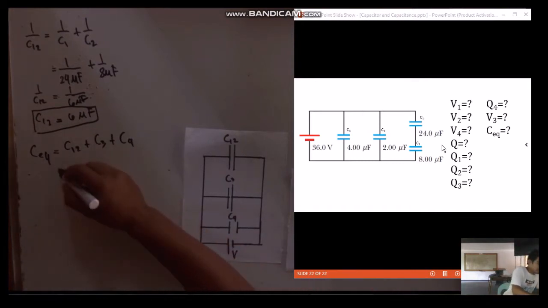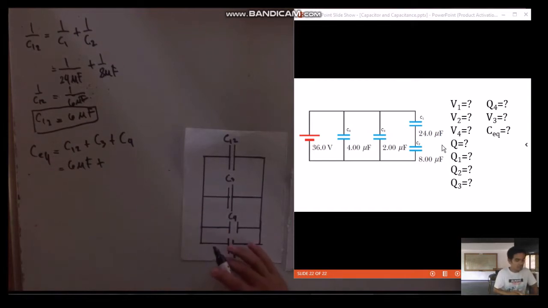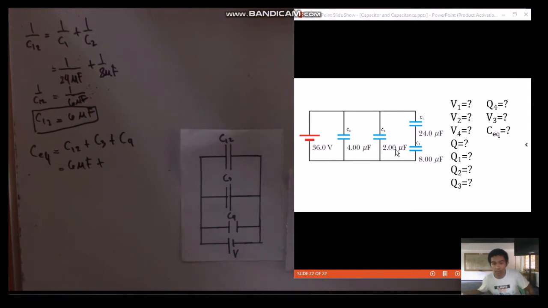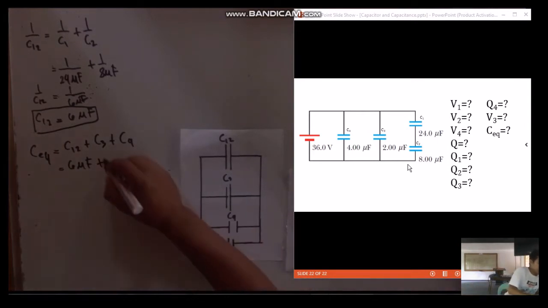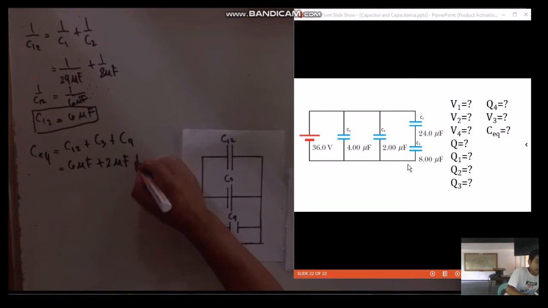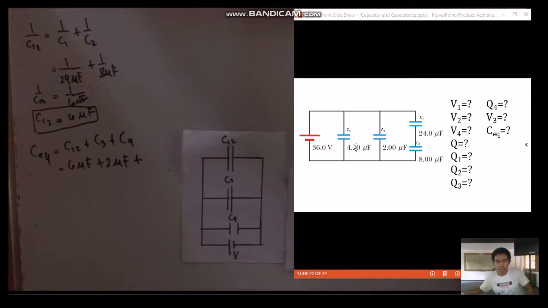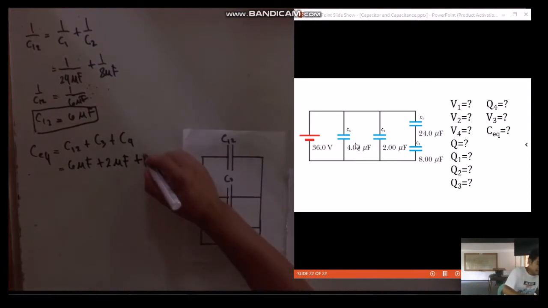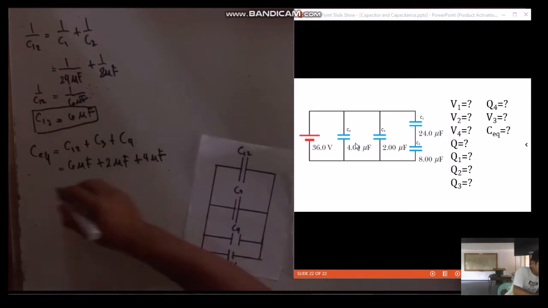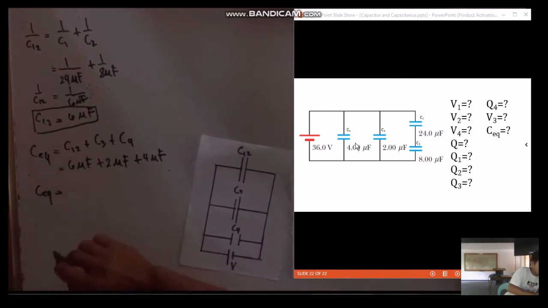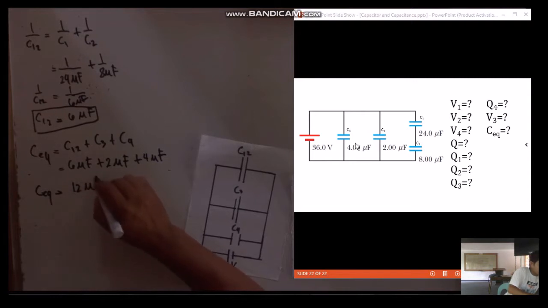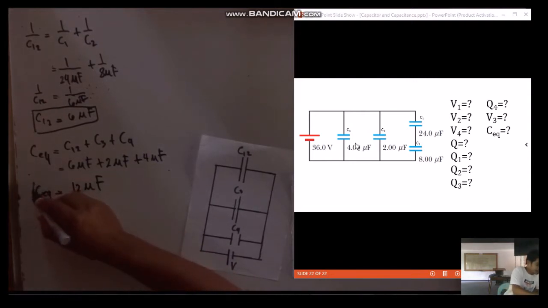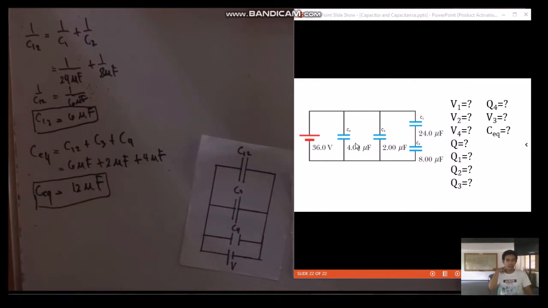We have 6 microfarad. So this is 6 microfarad plus C3. C3 is 2 microfarad, plus C4, which is 4 microfarad. Then the equivalent capacitance is just 12 microfarad. So we have the equivalent capacitance.